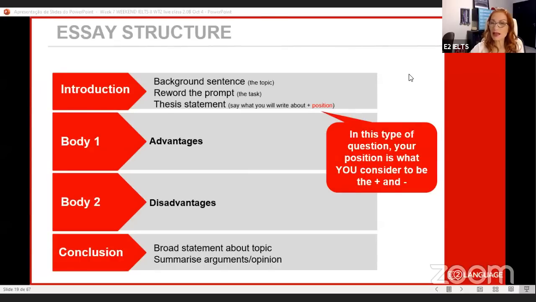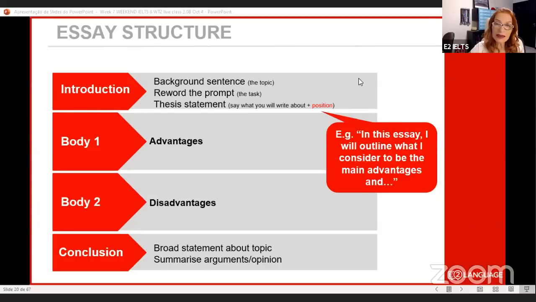So in this type of question, you have to state your position. Even though the essay prompt does not ask for your opinion, according to the band descriptors, it's important that you put in your position. And you should put your position throughout the essay. That's what the band descriptors tell us. Okay, so definitely you will have to put in your position. You could even put in your opinion, but if you don't really want to put in your opinion because maybe the essay prompt didn't ask for your opinion, your position you have to put in. Okay, it has to be there. So something like, in this essay, I will outline what I consider to be the main advantages. So what you consider, it's a position.